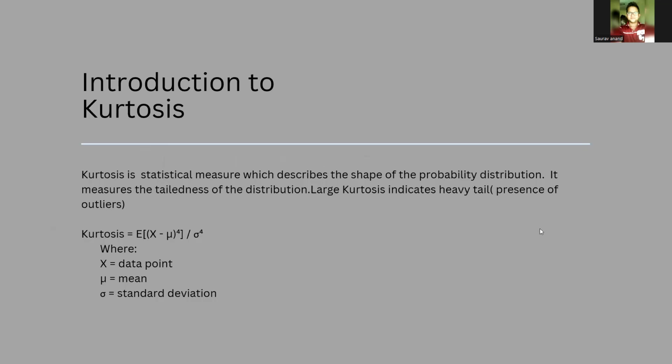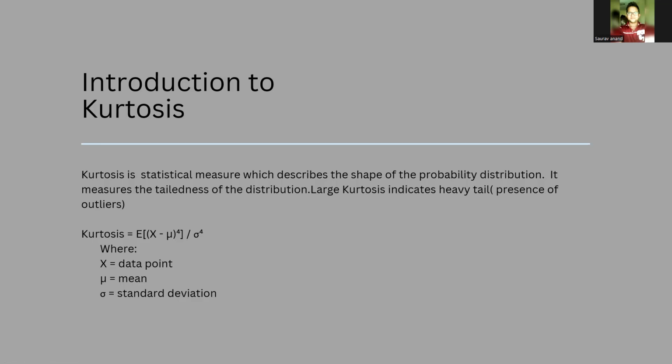So kurtosis is basically a statistical measure which describes the shape of the probability distribution. It measures the tailedness of the distribution. Larger kurtosis means heavy tails, which means the presence of outliers. The formula for kurtosis is the summation of (x minus mu) raised to the power 4, divided by the standard deviation raised to the power 4. Here x represents the data point and mu represents the mean. So we take the difference of them, raise it to the power 4, and add it for all the data points, and then we divide it by the standard deviation raised to the power 4. That value is going to give us the kurtosis. So please remember the formula of kurtosis.